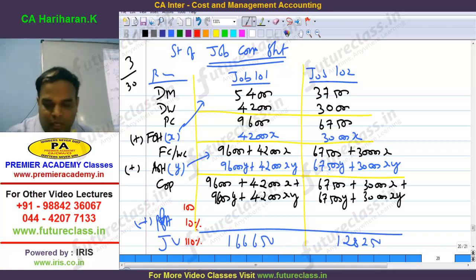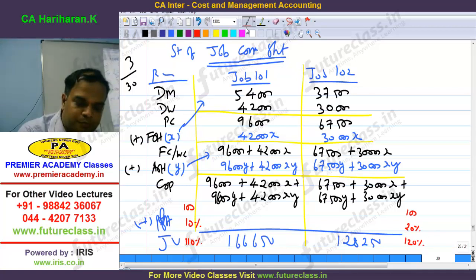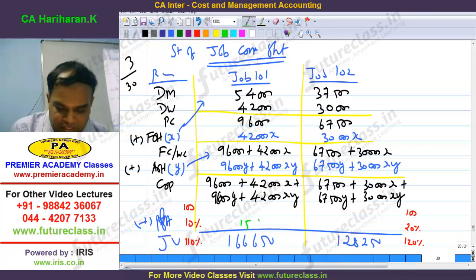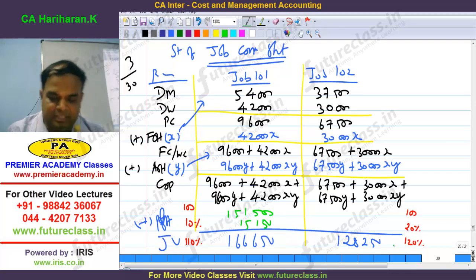Whereas for job number 102, how much percentage? 20%, right? 20% on what? Again on cost. Cost 100 means this is 120%. Now we can compute, no? 10% is how much? 100% is how much? Which one? Profit 15,150. Therefore total cost 1,51,500. Here similarly 20% computation, compute.